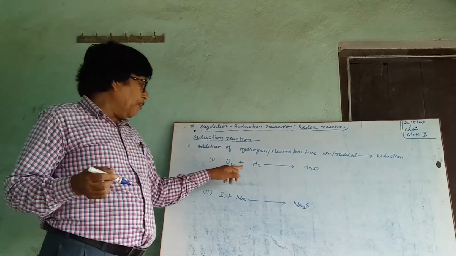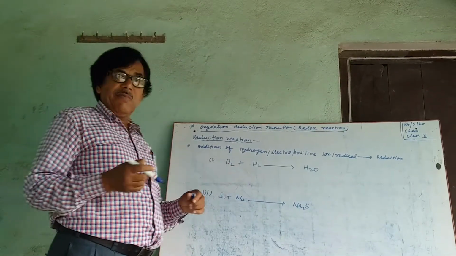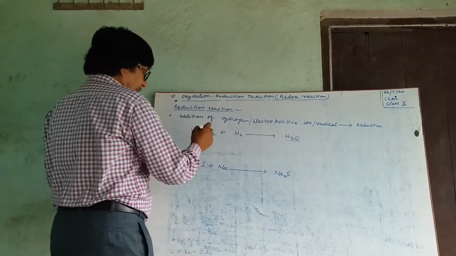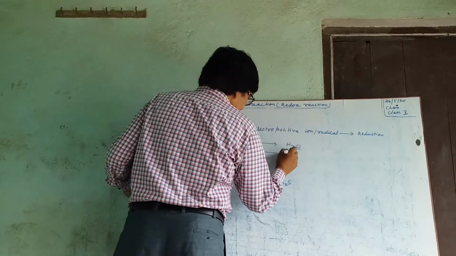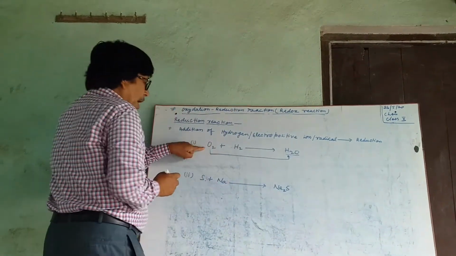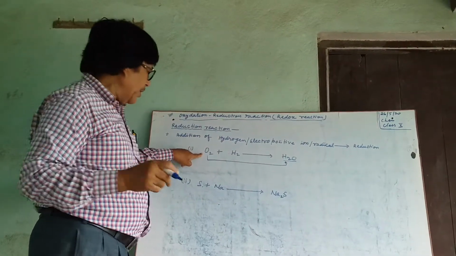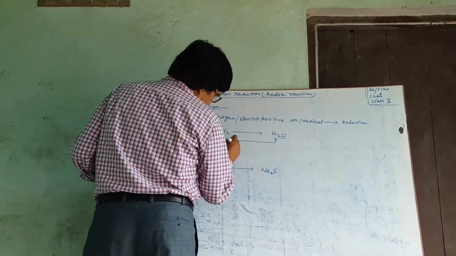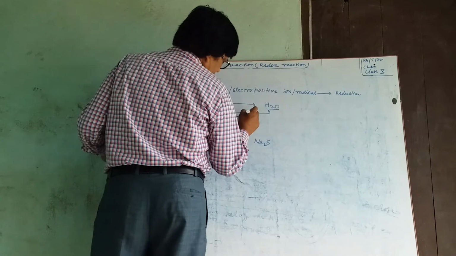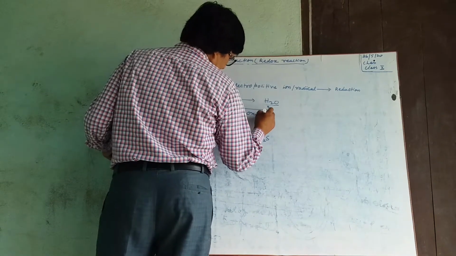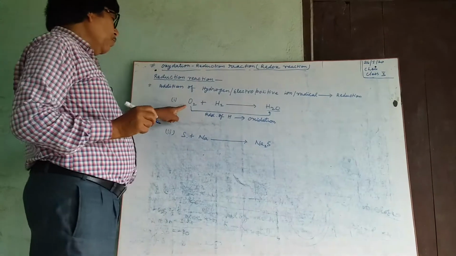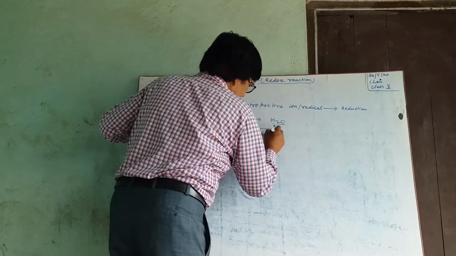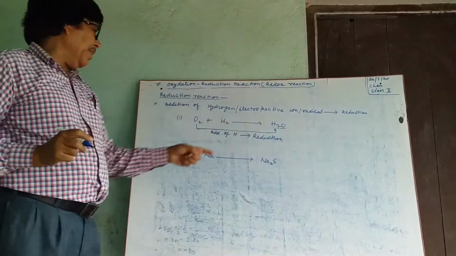Take O2 plus H2. Hydrogen and oxygen, when combined chemically, form water. Here we see that H2 is added to O2, hydrogen is added to oxygen. Thus addition of hydrogen is reduction. Here O2 is reduced. Addition of hydrogen is reduction.